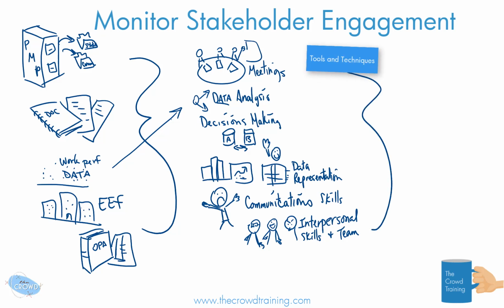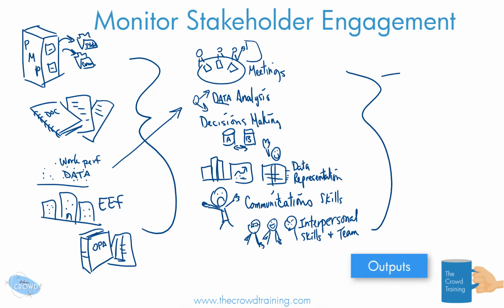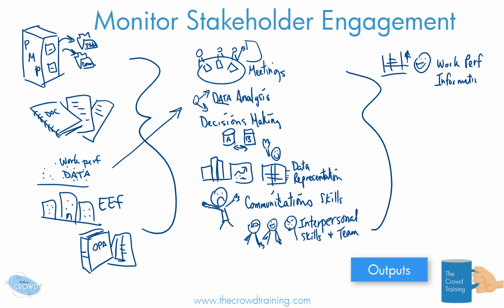Now, finally, let's look at the outputs. Those outputs, as we said at the start, here we have work performance data. So now we're going to actually make sense of it, do something with it, or at least be more knowledgeable about it. And so we have information, not just random data points, right? So that's the one thing.